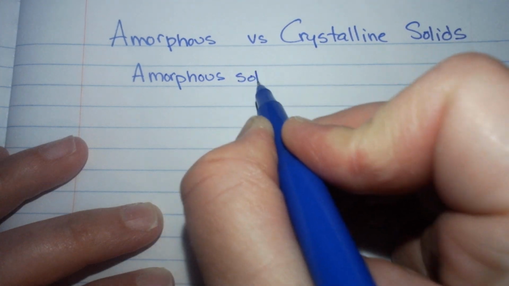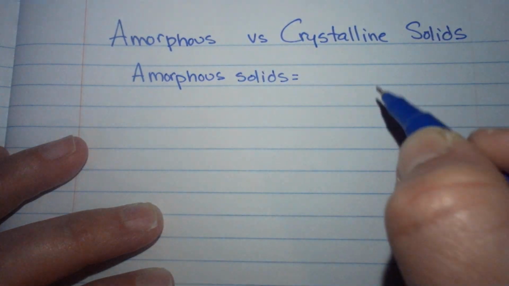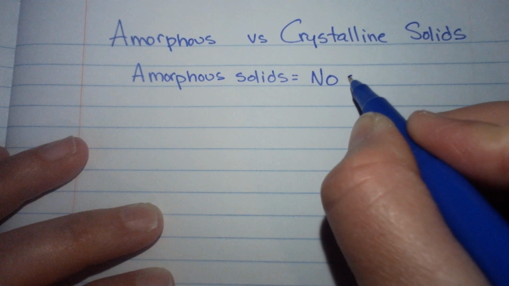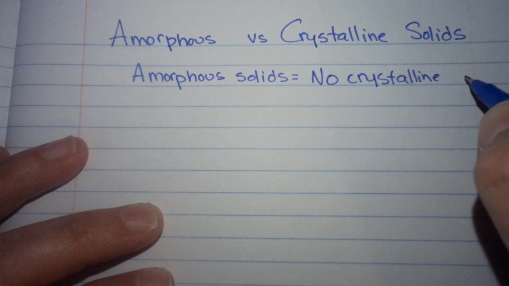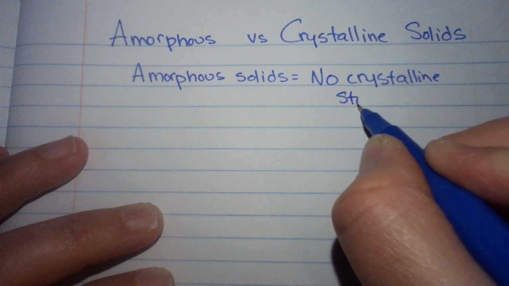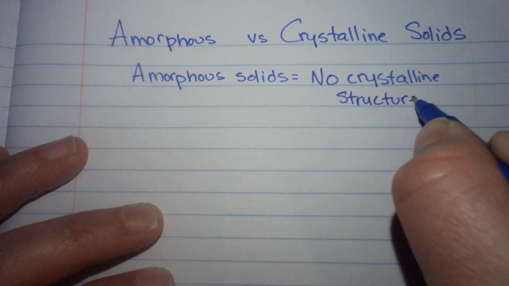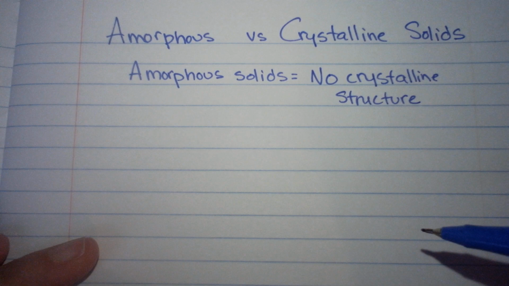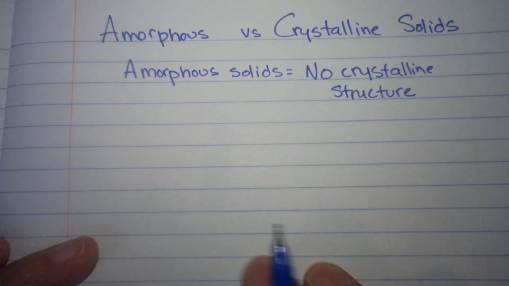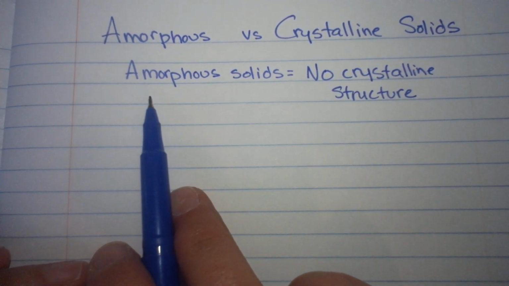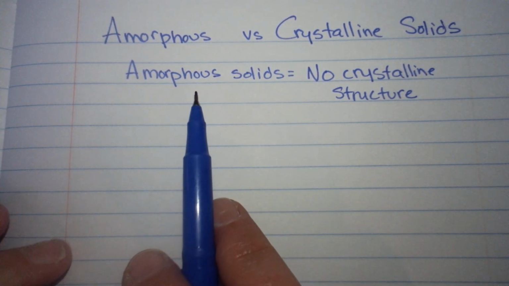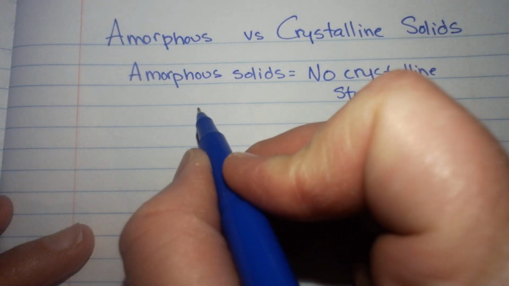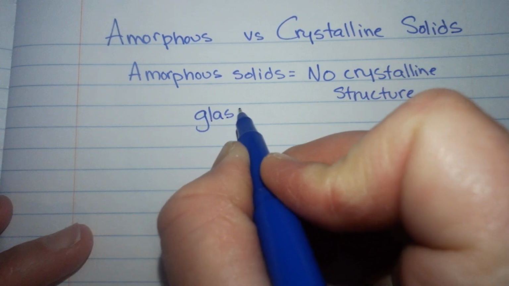Amorphous solids have no crystalline structure. So it's a little bit more random at the atomic level of an amorphous solid. They don't have those jagged edges like a crystal solid. So in the video they gave you the example of glass.